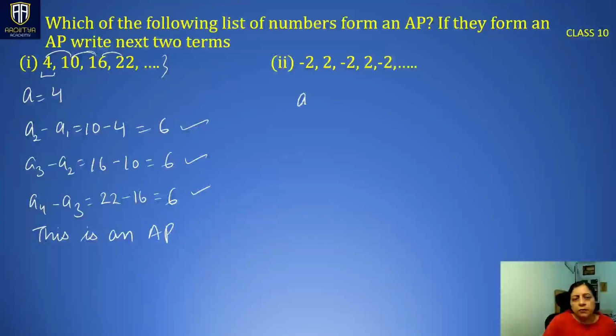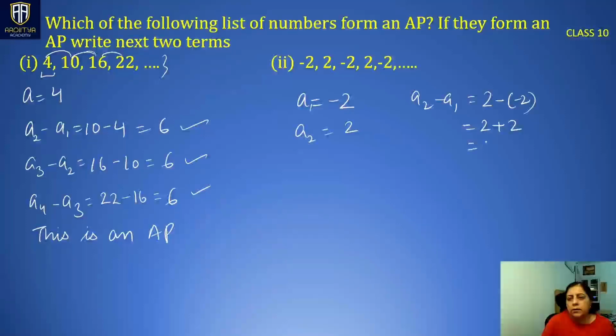In the second part, A1 is -2, A2 is 2. So find A2 minus A1. That is 2 minus -2, so we have 2 plus 2, that is 4. Next find A3 minus A2. A3 is -2, and if you subtract 2 from it, this is -2 minus 2, which is -4.